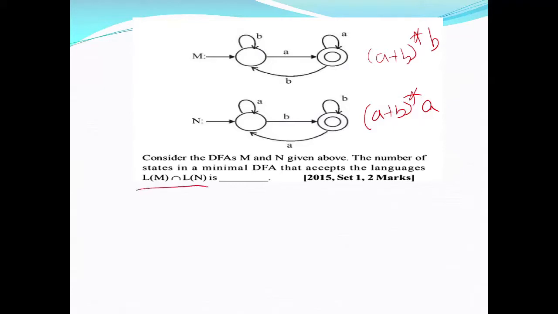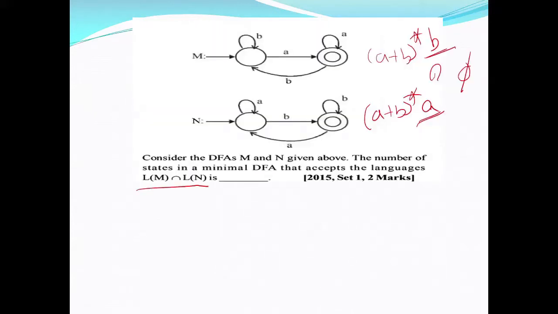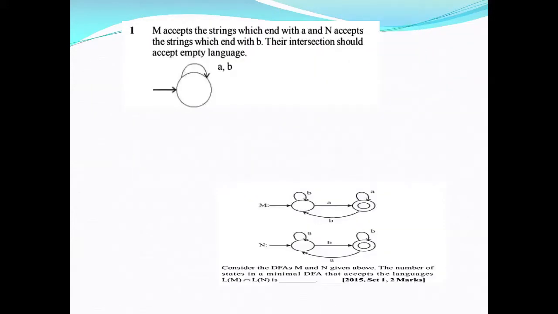So in the intersection, here the strings will end with B, here the strings will end with A. So their intersection is 5. So your answer is 5. Or you can make the intersection using the construction I have given, and then go for it. So we'll stop at this point and we'll continue tomorrow.